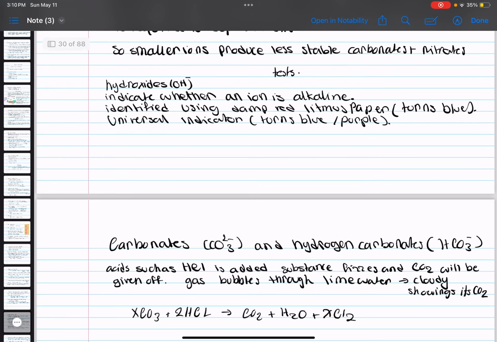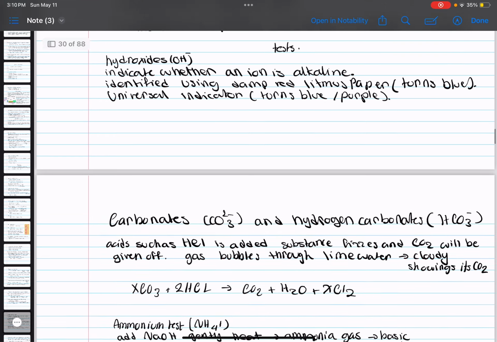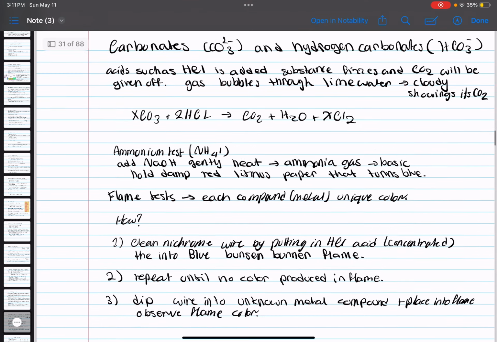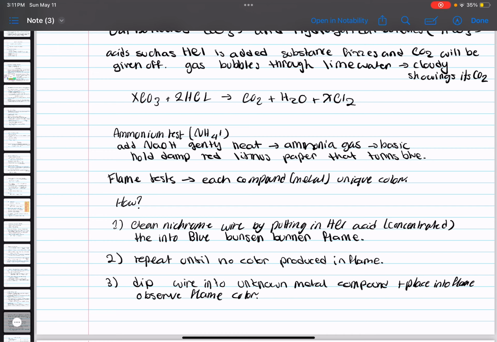So you have tests for hydroxides, which indicates whether it's alkaline or not. It is identified using damp red litmus paper that turns blue if it's positive, and a universal indicator that turns blue-purple from colorless. For carbonates like CO3 and hydrogen carbonates, which is HCO3-, an acid such as HCl is added to the substance. If it fizzes, making CO2, bubble the gas through lime water, and if the lime water turns cloudy, it shows that it has CO2.